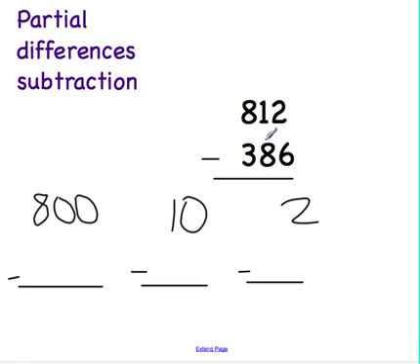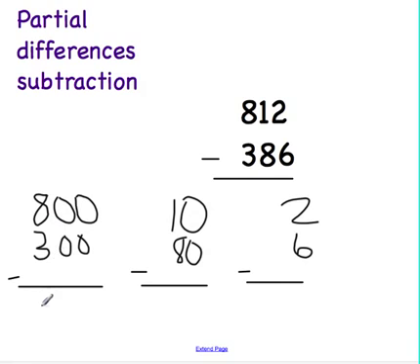I'm now going to do the same with 386. There's a 3 in the hundreds place. That means that number is worth 300. There are 8 tens, that's worth 80, and 6 ones. Now I'm going to start from left to right in the hundreds place and do my subtracting.